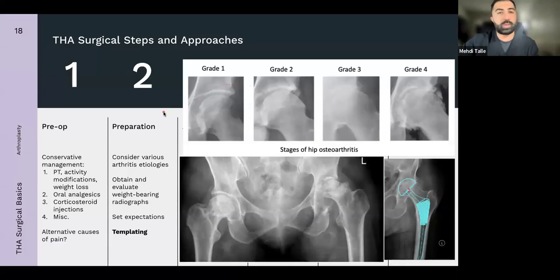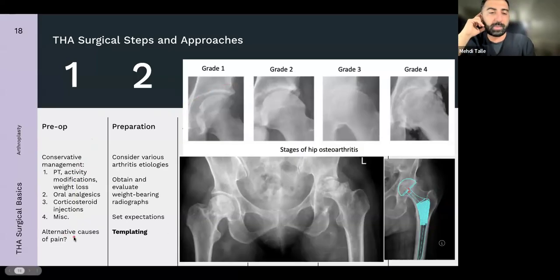So, jumping into surgical approaches and steps here. Again, we talked about some of the pre-op stuff earlier. Generally a similar treatment paradigm here for hips. Hip arthroscopy in arthritic cases doesn't really have any role in its treatment, whereas I think some places will do that for early cases in younger patients.